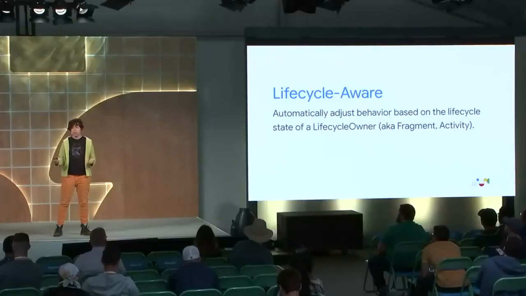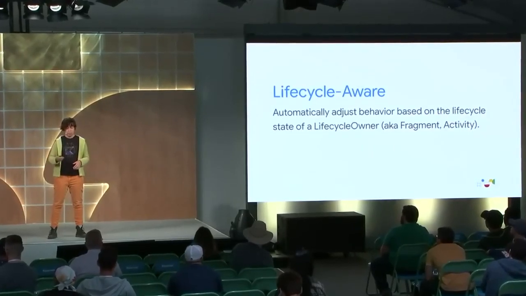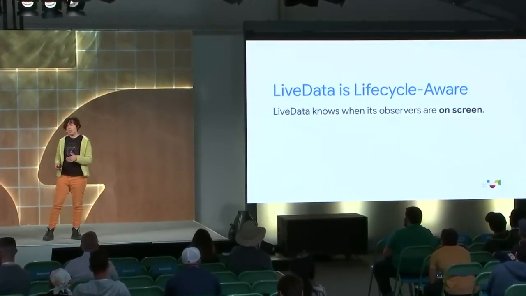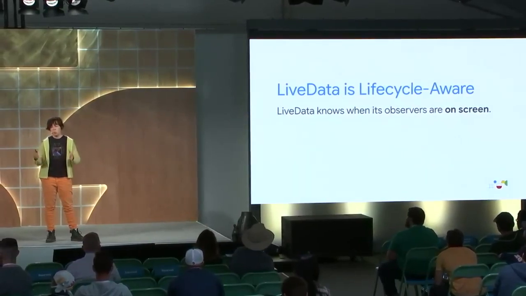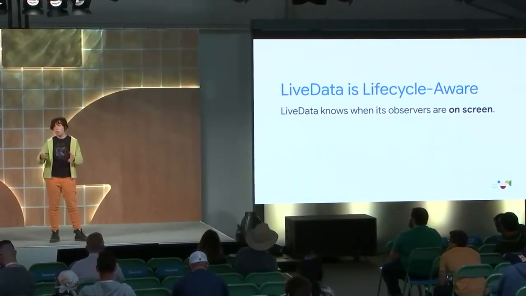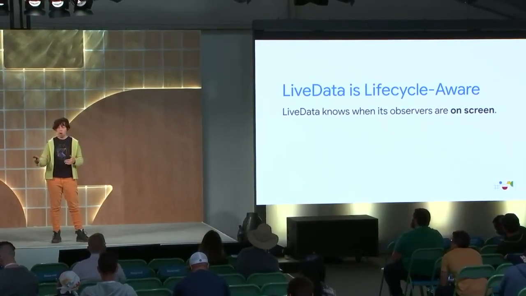Luckily, the lifecycle libraries from Android Jetpack give us the concept of lifecycle awareness. This is the idea that you can automatically adjust the behavior of a component based on a lifecycle owner. Examples of lifecycle owners are things like activities and fragments. So LiveData is lifecycle aware. Essentially, that means it knows when it has activities and fragments observing it, whether those activities and fragments are on screen or off screen.